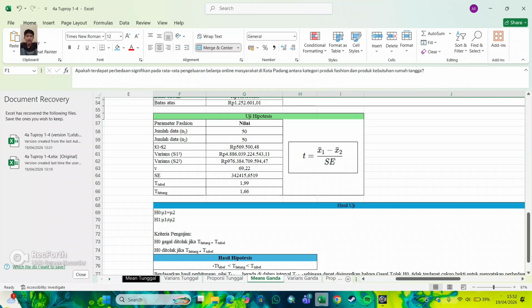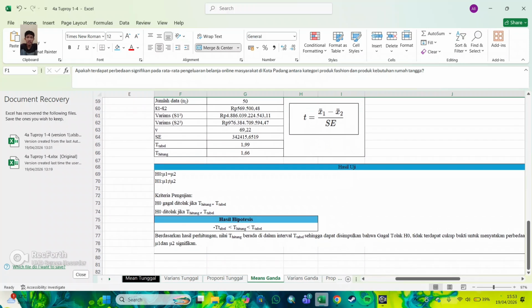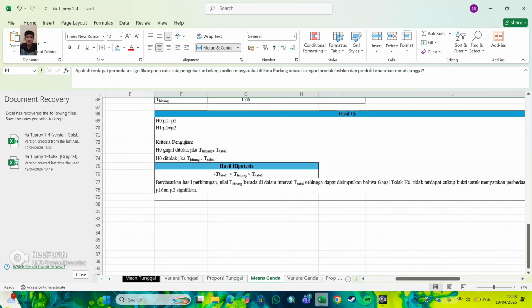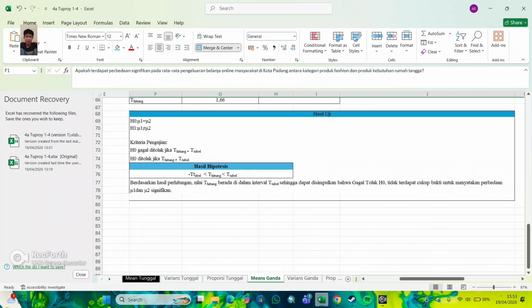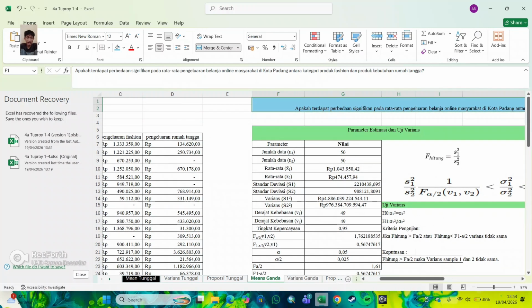For the t count, we use this formula. After we substitute all the values, we get a t count of 1.66. Because our t count is not in the critical region, our conclusion is we fail to reject H0. So there is not enough proof to say that there is a difference between the mean of sample 1 and the mean of sample 2. So our conclusion is that the mean of sample 1 and the mean of sample 2 are the same.